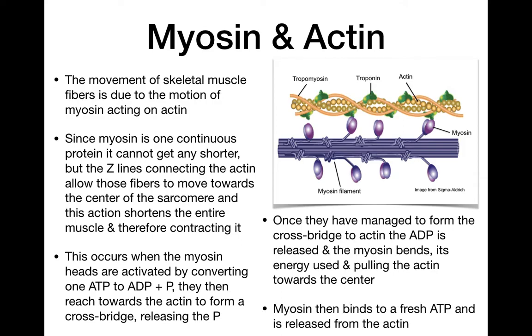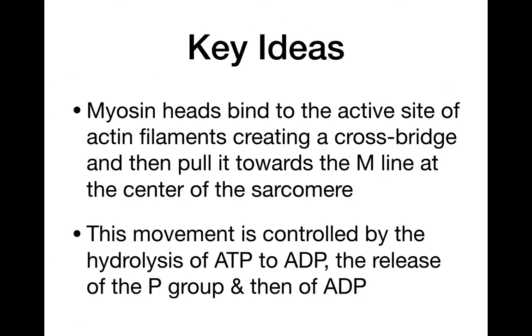Then the myosin will bind to a new ATP and be released from the actin. It can go back down again for another contraction, or just wait until the signal comes from the nervous system for the next contraction. So myosin heads bind to the active site of actin filaments, creating a cross bridge, and then pull it towards the M line at the center of the sarcomere. It's a good idea to have a sarcomere image in your mind when you're thinking of this. The movement is controlled by the hydrolysis of ATP to ADP, the release of the phosphate group, and then the release of ADP.